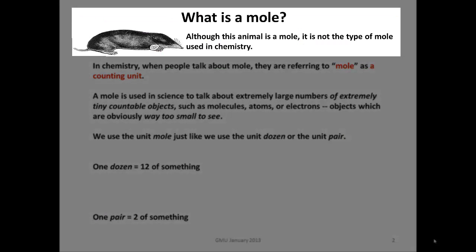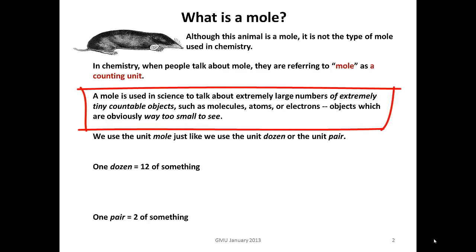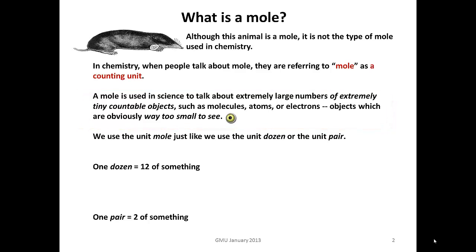Although this animal is a mole, it is not the type of mole used in chemistry. In chemistry, when people talk about mole, they are referring to mole as a counting unit. A mole is used in science to talk about extremely large numbers of extremely tiny countable objects such as molecules, atoms, or electrons, objects which are obviously way too small to see.